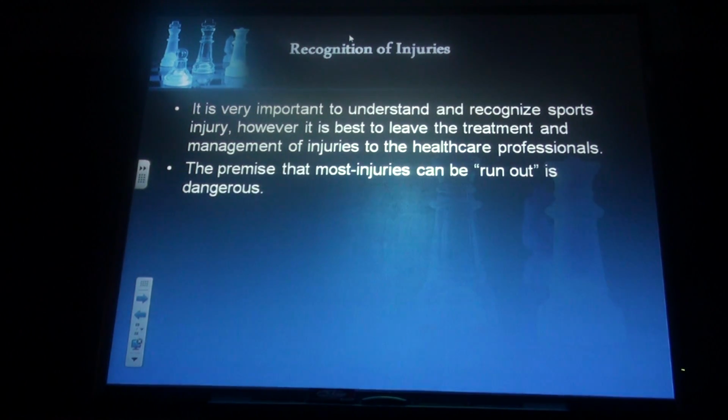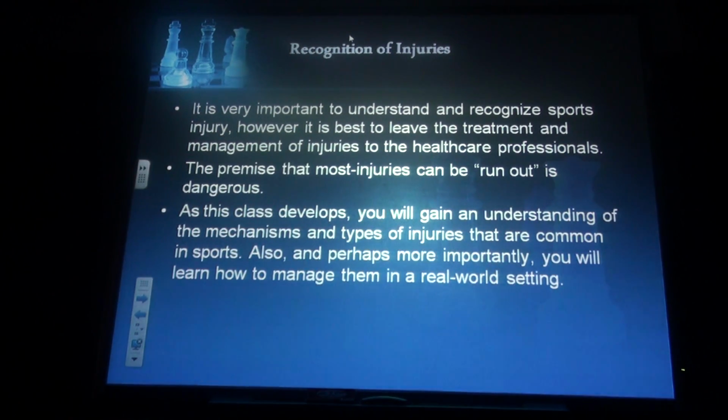The premise that most injuries can be run out is dangerous. So if somebody says, man, I hurt my knee, but I think I can just run it out, that's not a good thing. You always need to look at those because most injuries cannot just be run out and the person go back on the field to play. As this class develops, you will gain an understanding of the mechanisms and types of injuries that are common in sports. Also, and perhaps more importantly, you will learn how to manage them in a real-world setting. So we're going to teach you how to handle injuries.